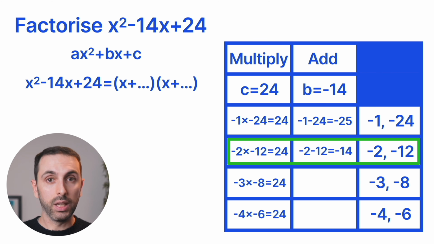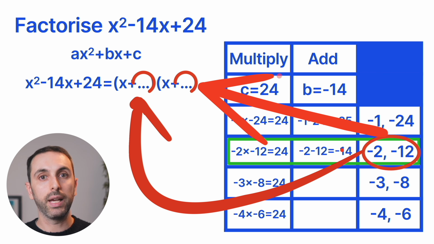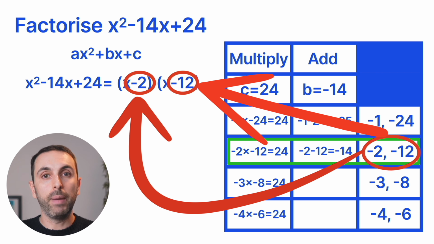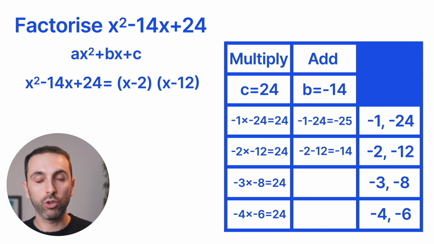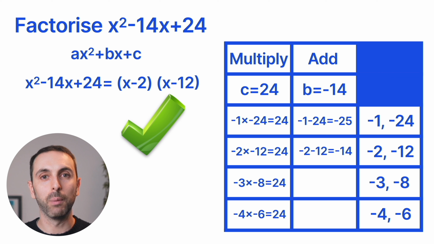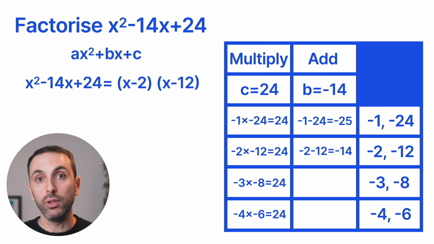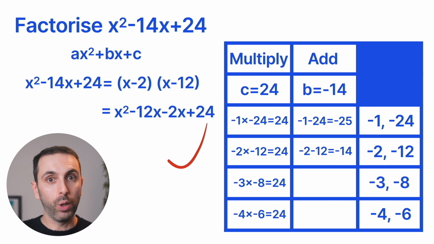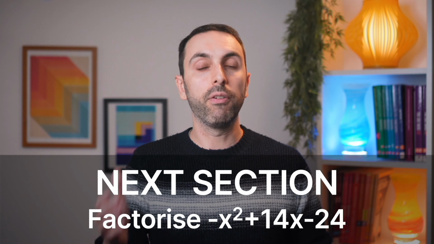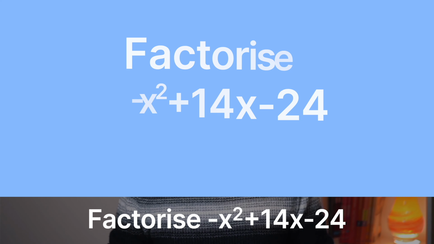All we need to do now is place those individual numbers from that pair in each bracket, and the order doesn't matter here whether you place the minus 2 or minus 12 in the first bracket, so that's the question complete. Like last time, you can expand the brackets to double check whether you get the same expression as the original. In the next section, we'll move on to our final quick bonus question.